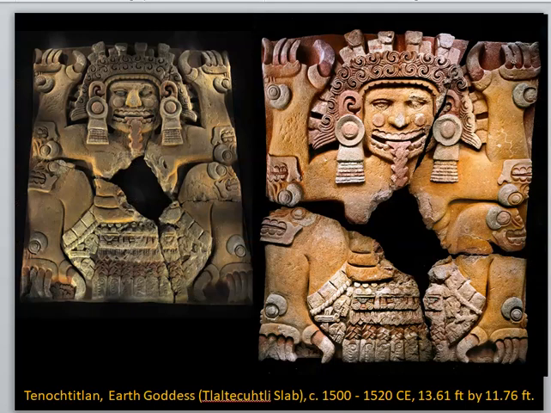I want to just quickly show you another piece that was recently discovered in 2010, near the Templo Mayor in the Sacred Precinct. It is huge. It's referred to as a monolith. In fact, it's coming in at over 13 feet by around 12 feet. The work is important for a couple of reasons. One, it lets you know that there will be continuing discoveries.